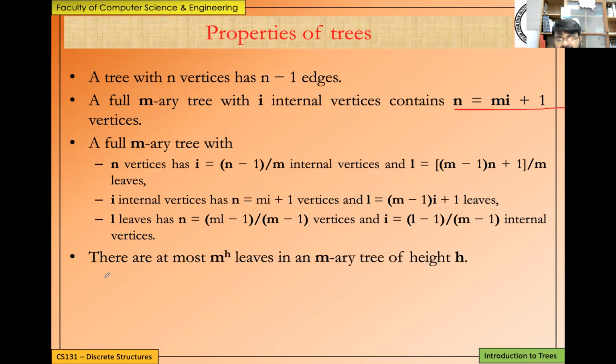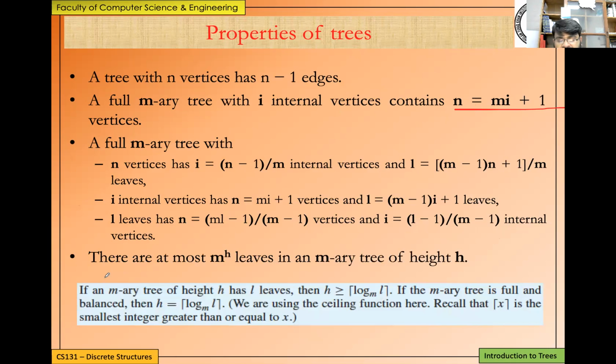So there are at most m^h leaves in an m-ary tree of height h. So if an m-ary tree of height h has l leaves, then h is greater than or equal to log base m of l, right? If the m-ary tree is full and balanced, then h = ⌈log base m of l⌉. So we're using the ceiling function here. Recall that the ceiling function of x is the smallest integer greater than or equal to x.